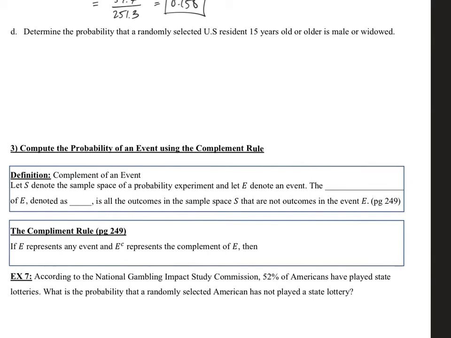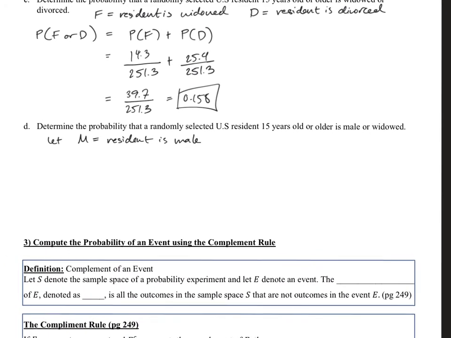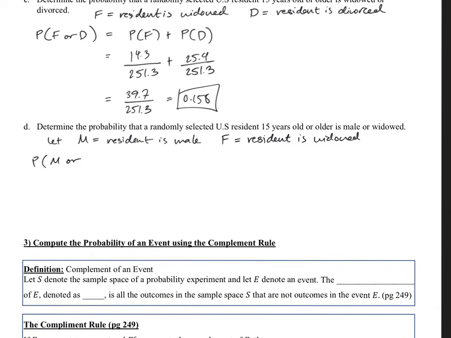I have a new event, which is male. So what should we name this one? M. Why not? Let M be a resident is male. And where I already said that F was resident is widowed. I don't know why I didn't choose W there. I will next time. F is resident is widowed. Always let your reader know what your variables stand for. And what we want to find is the probability of M or F.